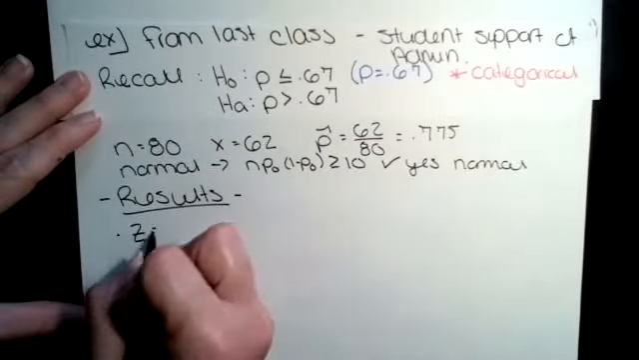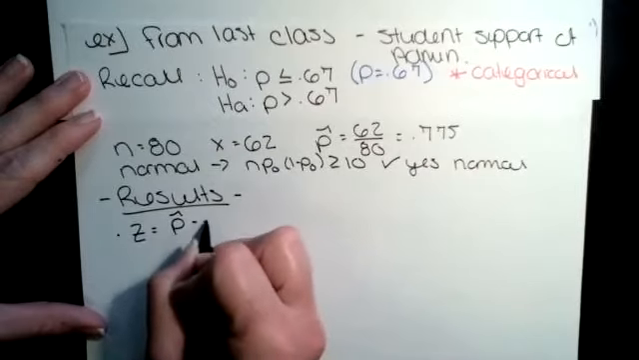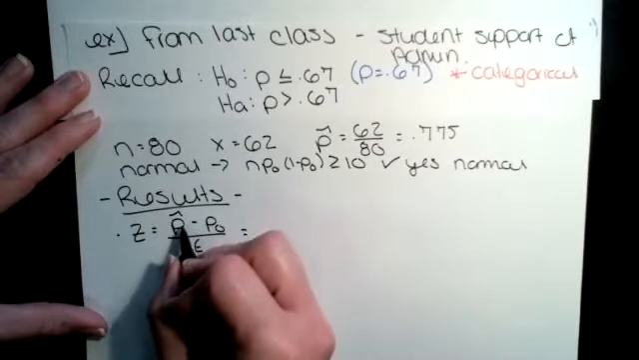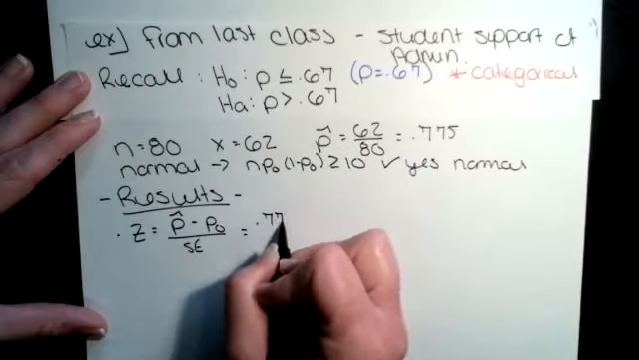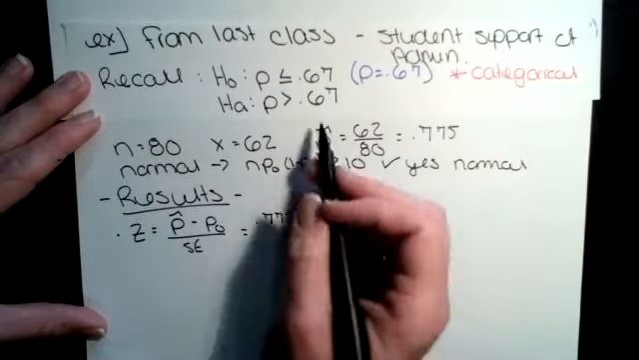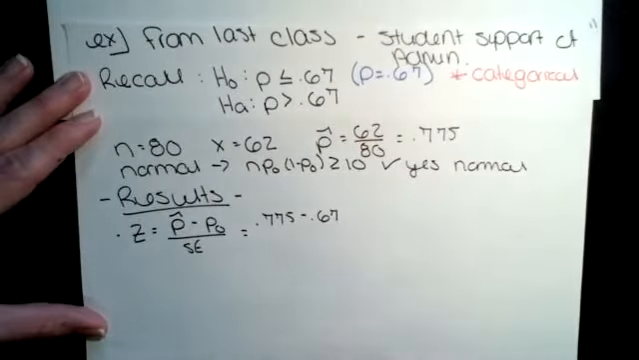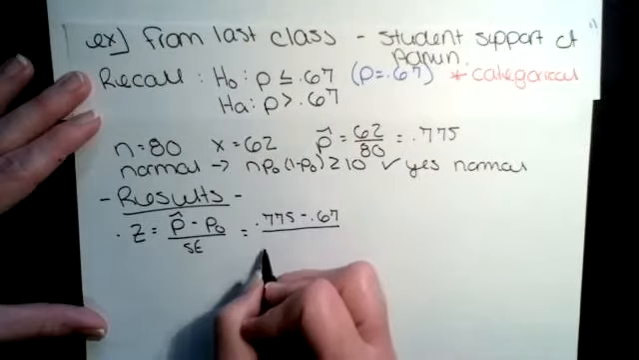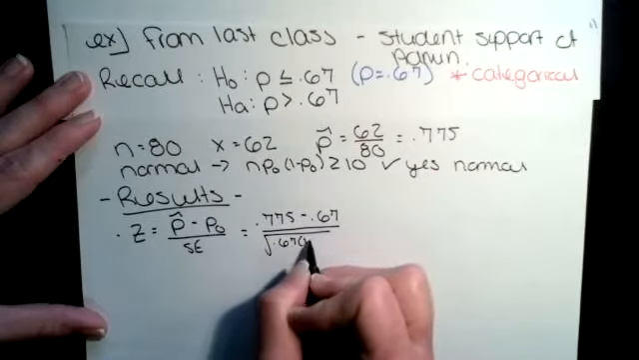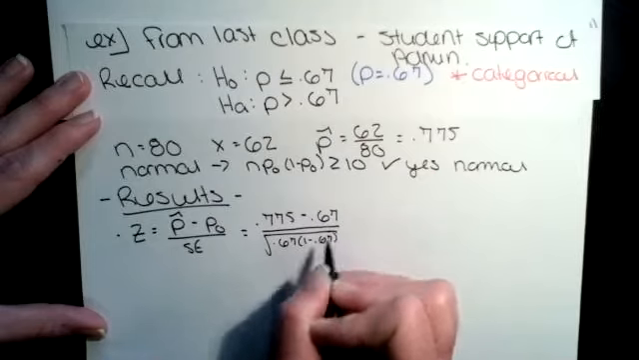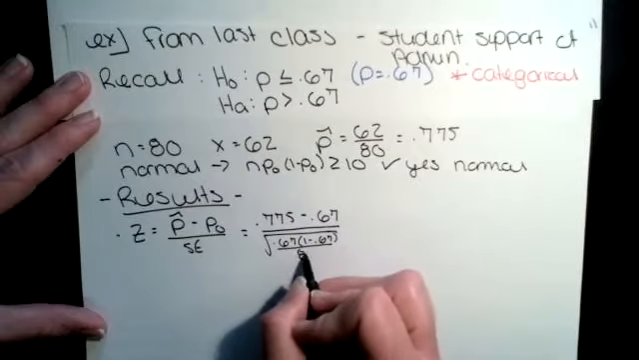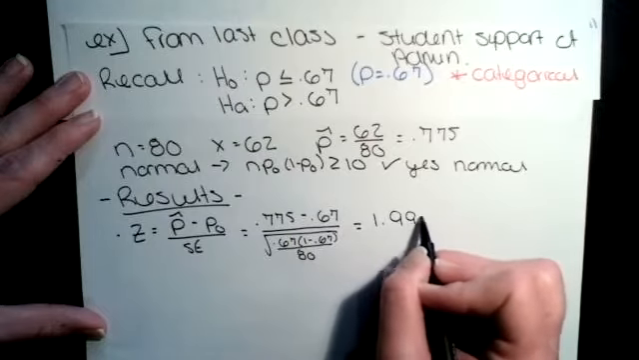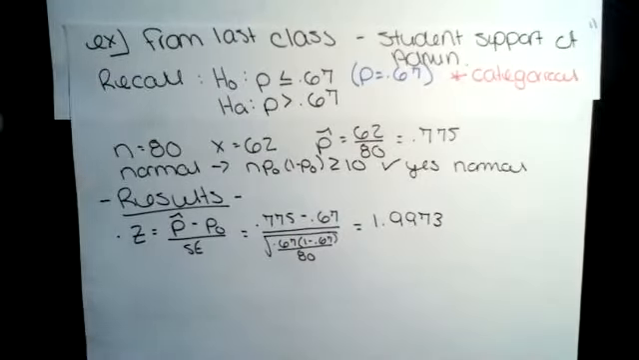Okay, so here I'm going to use my z equals p hat minus p naught divided by the standard error. So I'm just going to plug everything in. So p hat is 0.775. P naught is, remember from my null, 0.67. My standard error, I use the value from p naught, that 0.67. So the square root of 0.67 times 1 minus 0.67, divided by n, which is 80. I'm going to calculate this out, and I get 1.9973.